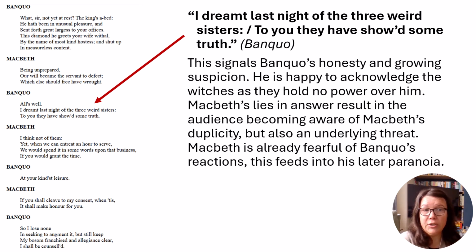He's happy to acknowledge the witches as they have no power over him. Macbeth replies in the next line, "I think not of them." So Shakespeare develops both Macbeth and Banquo's character here. We yet again see Banquo as being morally superior. We see Macbeth as being duplicitous. We get the beginning of Macbeth's fear of Banquo's reactions and his suspicion, which feeds later into Macbeth's paranoia and his desire to get rid of Banquo.